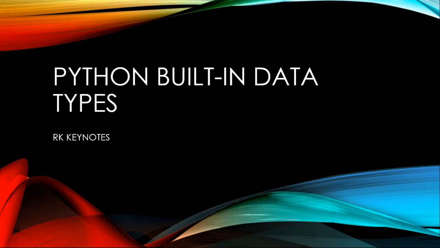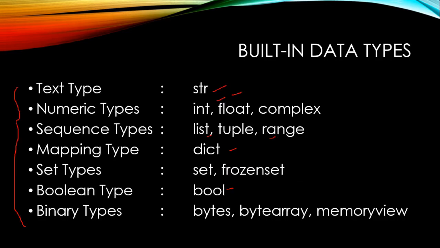Before getting into data structures, let's look into the built-in data types in Python. So these are the available data types. For text we use string, and for numeric data types we use int, float, complex. In sequence we use list and tuples, and for mapping we use dictionaries, set types, and boolean for bool, and binary types are available.